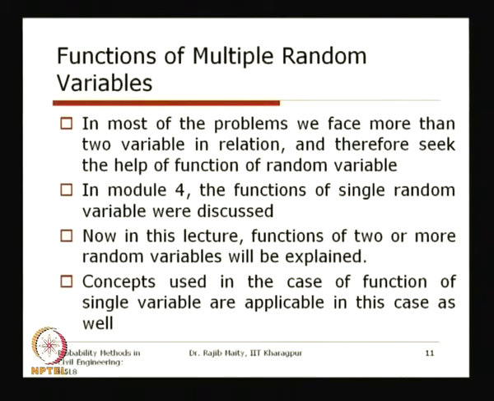In an earlier module, module 4 particularly, the functions of a single random variable were discussed. There we understood the basic concept: if x is a random variable and we generate a function of that x, that is y equals g(x), then that function y is also another random variable. If we know the PDF of that function, then everything is known. So that we discussed there.